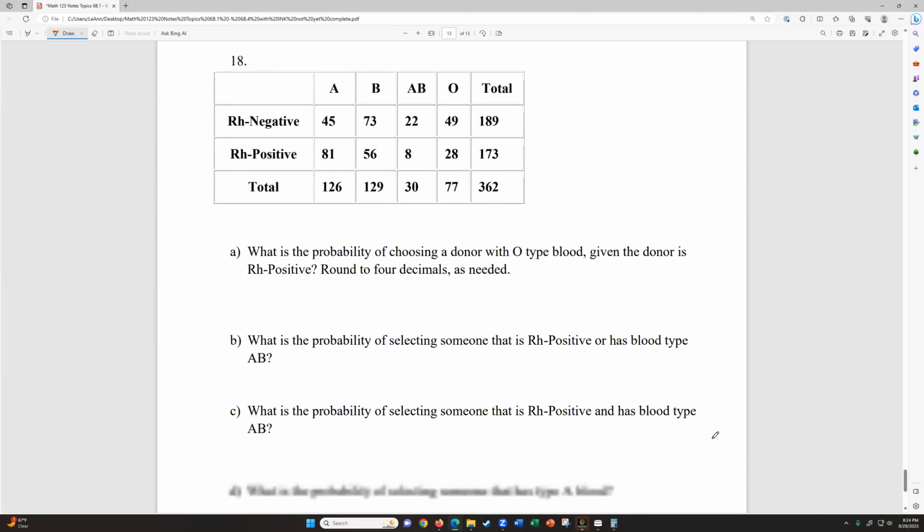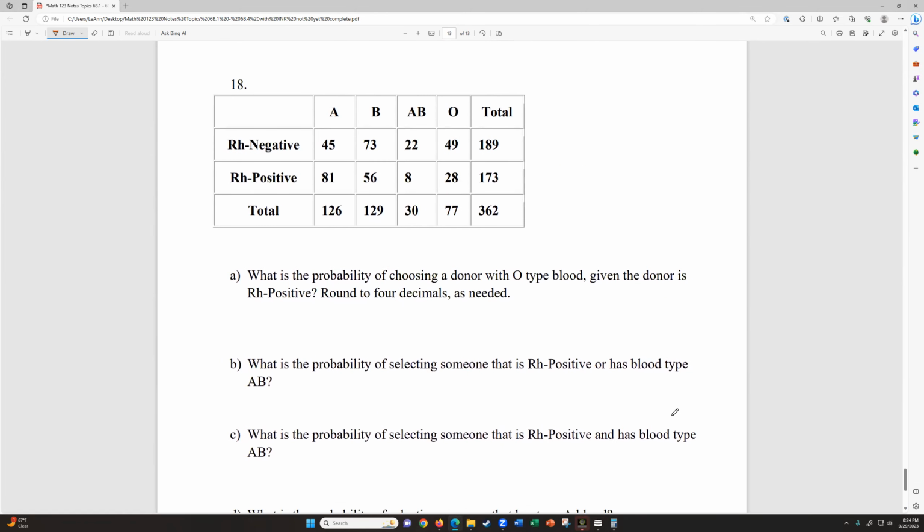All right, so last one. This one is blood types. So blood types are A, B, AB, and O, and everyone has either a positive or negative RH factor. So they have a total of 362 people that they talk to, and they've been broken down into their blood type and positive or negative factor. So what is the probability of choosing a donor with O blood given that they're RH positive? And we are going to round to 4 decimals on these.